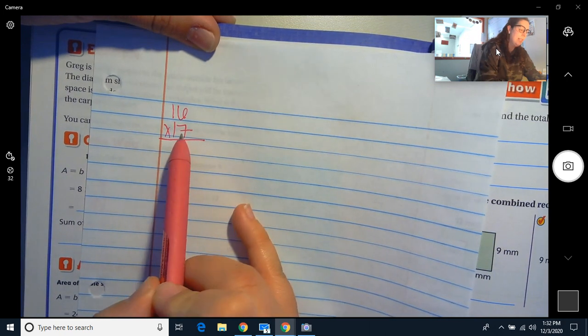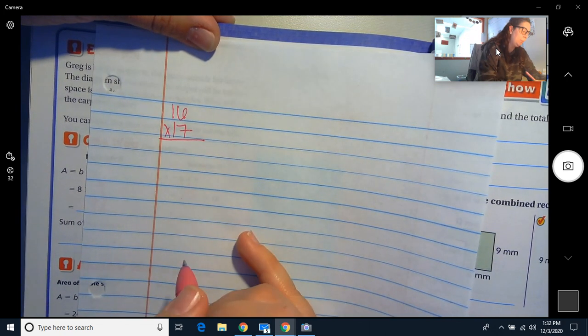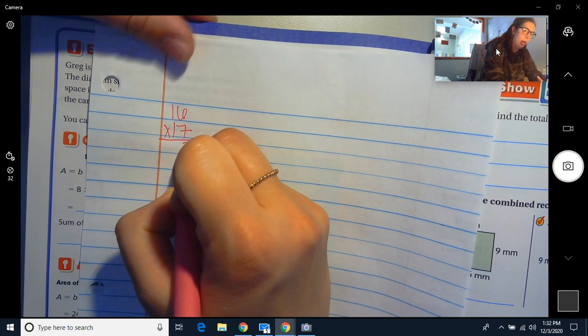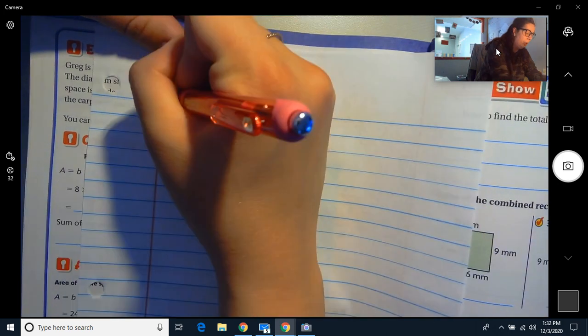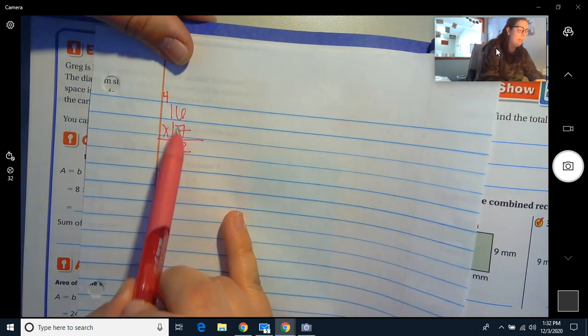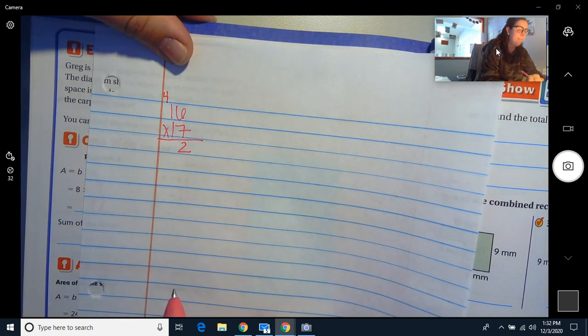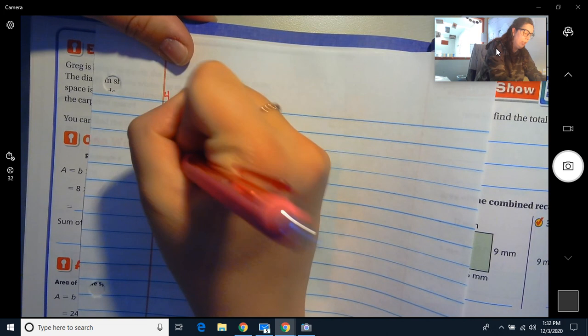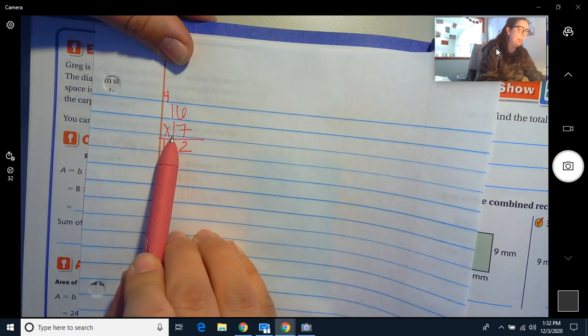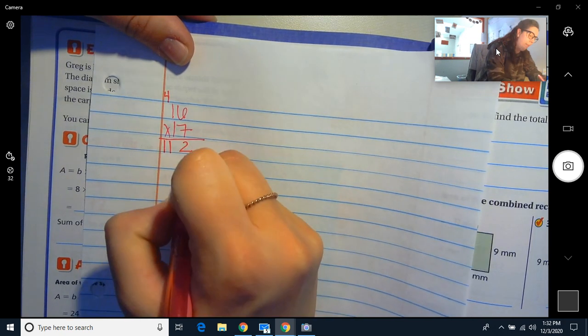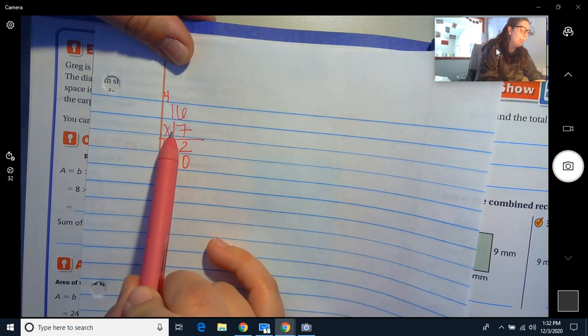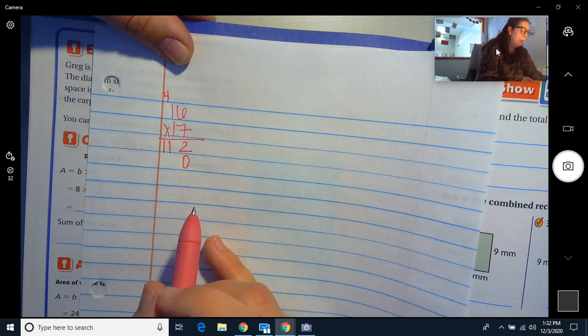Yep. Okay, 7 times 6. 42. So I'm going to drop my 2, carry my 4. 7 times 1, Axel? 7 plus 4 would be 11. 11. This 1 is in the tens place, so what do I need to do next? Drop a 0. Good job. Then I have 1 times 6. What's 1 times 6? 6.